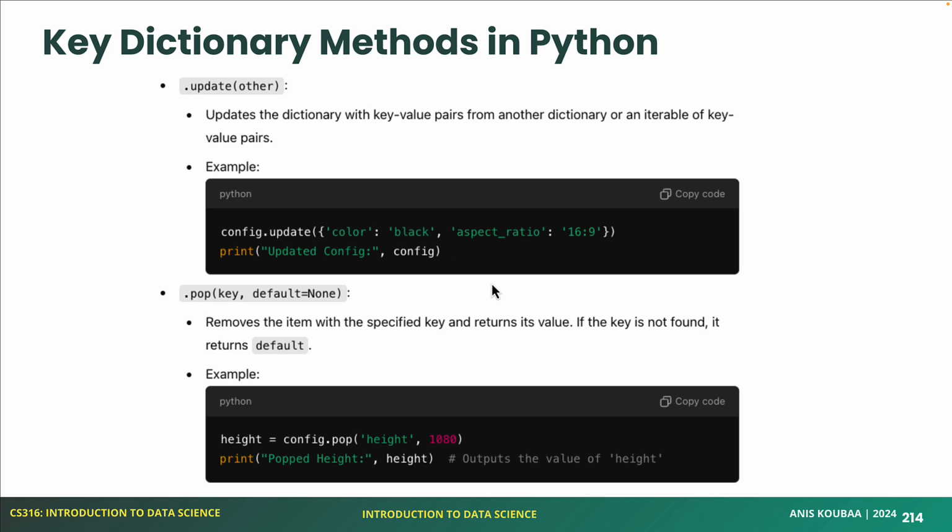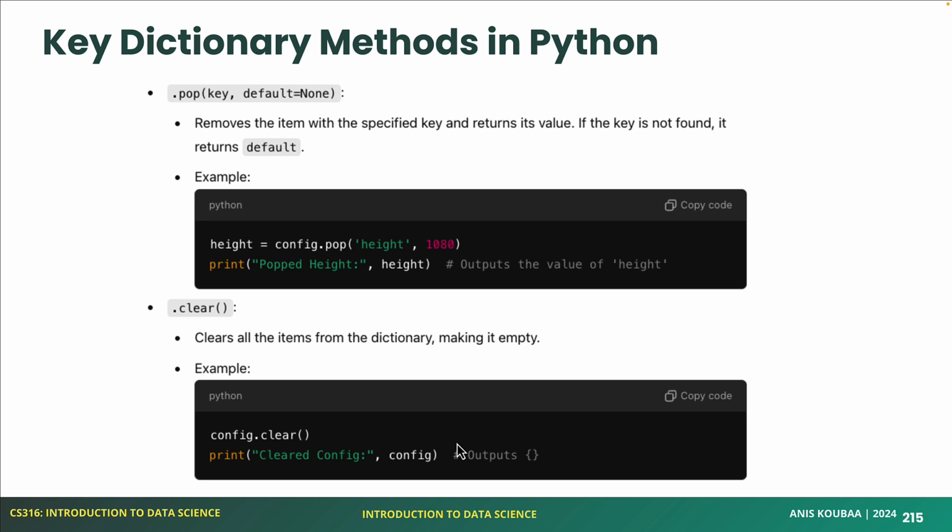Okay. And pop is going to remove the item with the specified key. For example, if you call config.pop, it's going to remove this item from the dictionary and will return the item as well. And if the key is not found, it will return the default. So the output here, when we call config.pop, is going to remove the height from the config dictionary and return it as an output. So later on you can visualize it. But if you call it another time, of course, it's not going to be present in the dictionary. And clear is going to remove all the items from that dictionary.